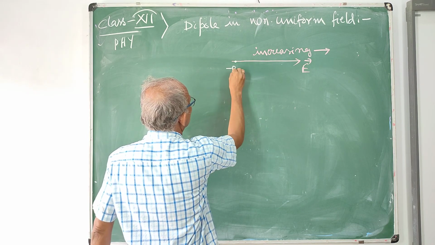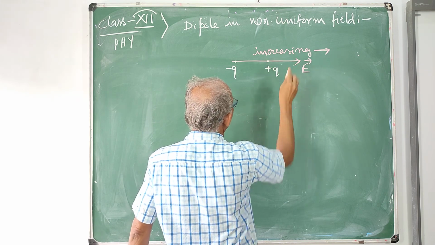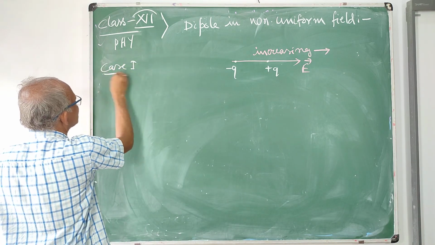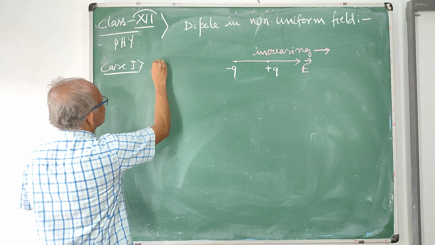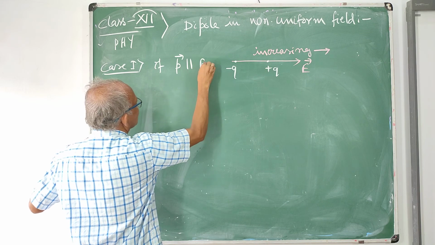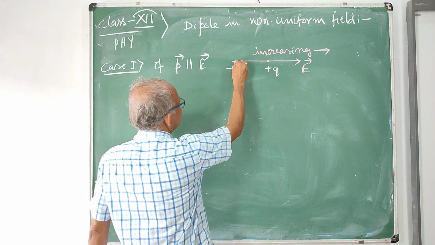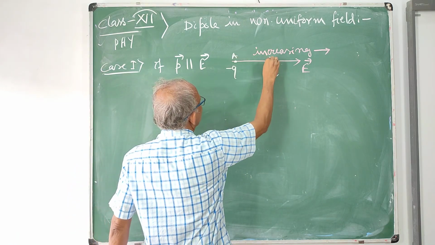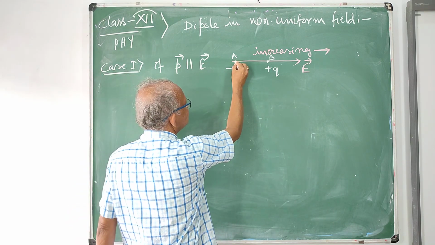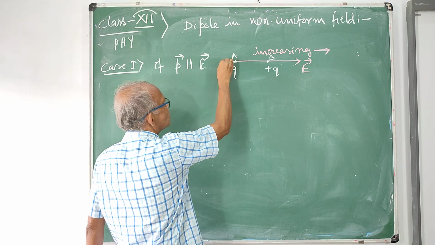Let this is minus q and this is plus q. This one parallel to E, as we see, so here is minus q at A and then plus q at B. Now, what is the force on minus q? This is opposite to E.